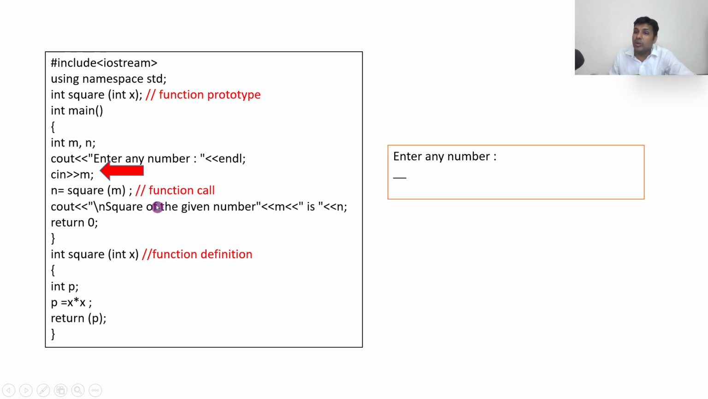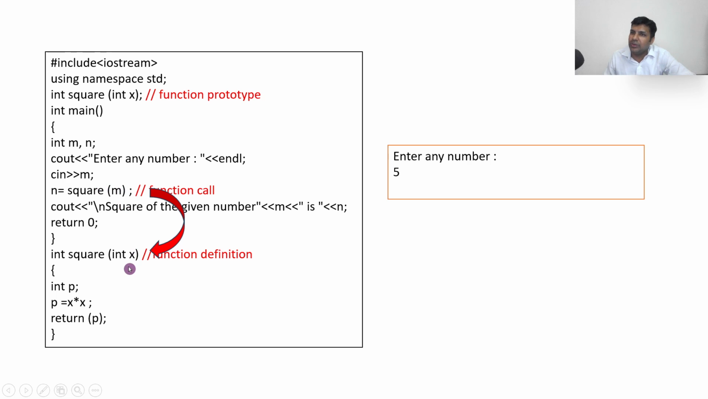Now let us see how this program runs. When I run this program, it will ask to enter any number. You can see in the output screen it is asking enter any number, and the cursor is waiting for the m value. When I enter m value as 5, m is 5. So square(m) is a function call, and it will pass the m value to square, which is here. The m value will be passed from here to here. Now where will the m value be stored? In x. So what is the m value? 5.